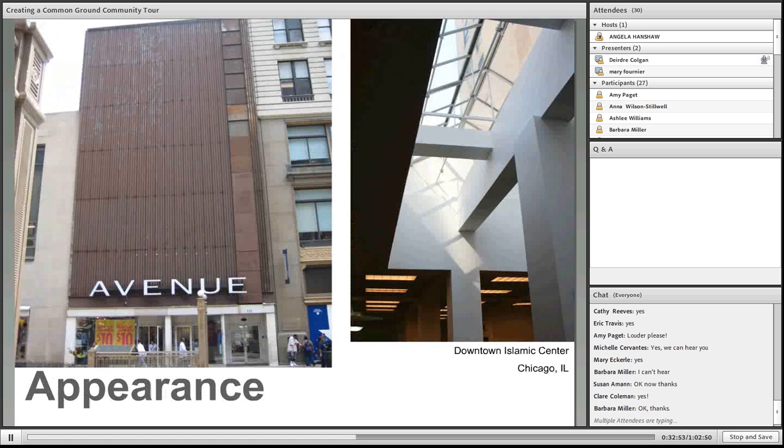So, the appearance of the exterior. In downtown Chicago, there's a store called Avenue, as you can see here on the left, and it looks very humble, a very ordinary looking exterior facade. But when you go inside, there's a mosque, and it's opened up to the sky. It's light filled. It's beautiful. So there can be a lot behind a facade like this. The Downtown Islamic Center actually rents that site out to the store Avenue.